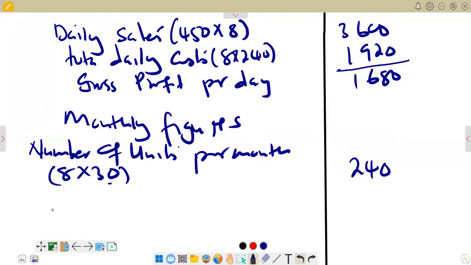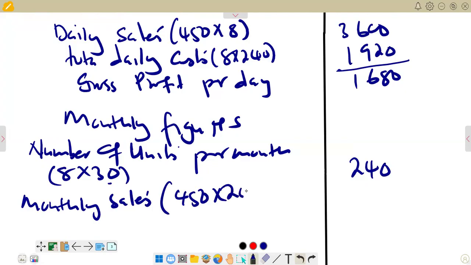Then we use our 240 to adjust our figures to 1 month. We start with monthly sales. Remember, the sales price per unit is 450. So we say 450 times the 240 units we have per month, and the answer we get is 108,600.